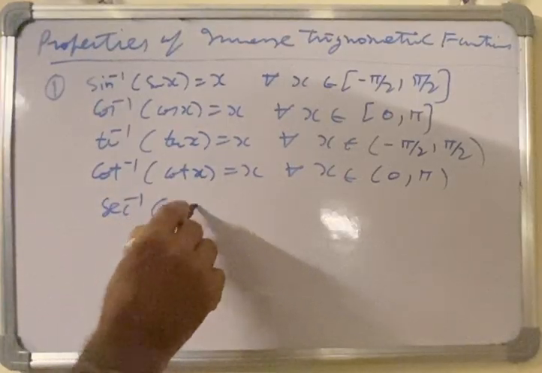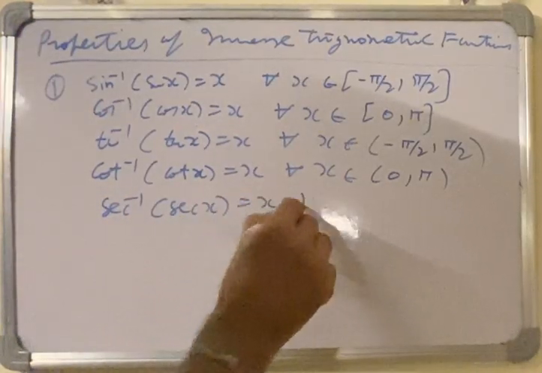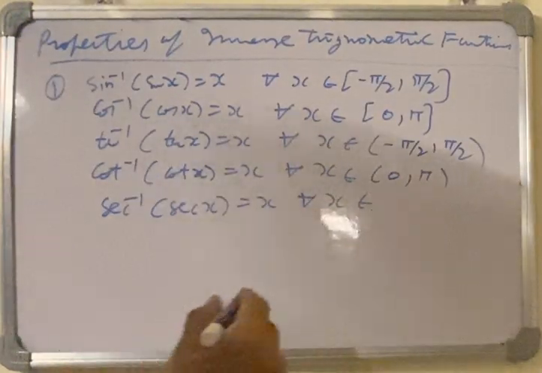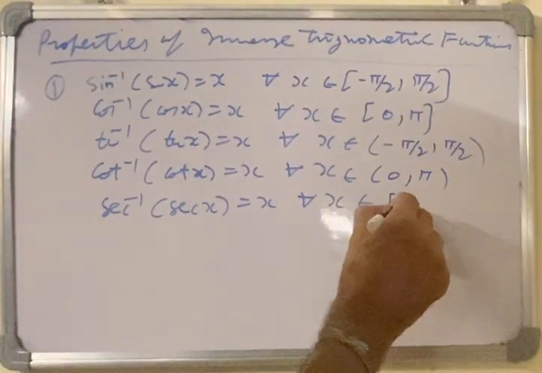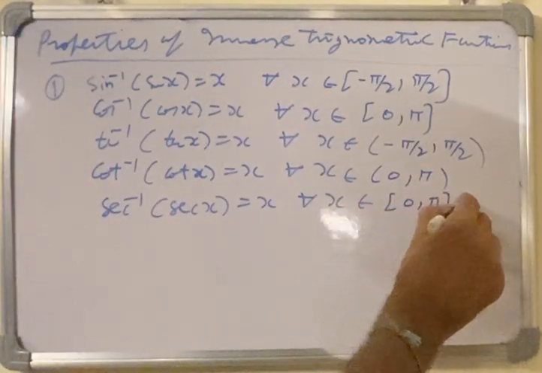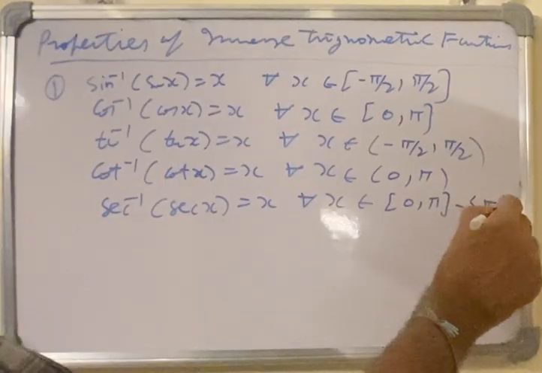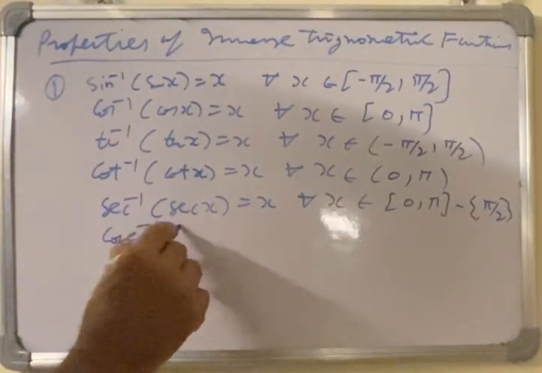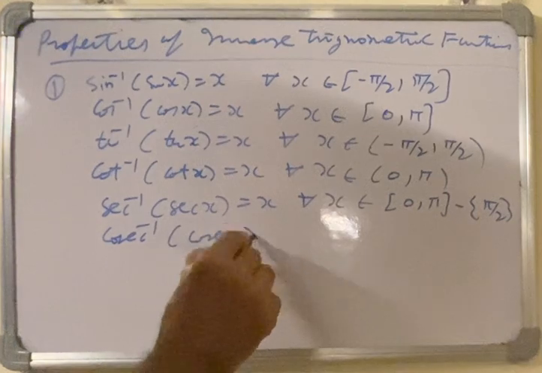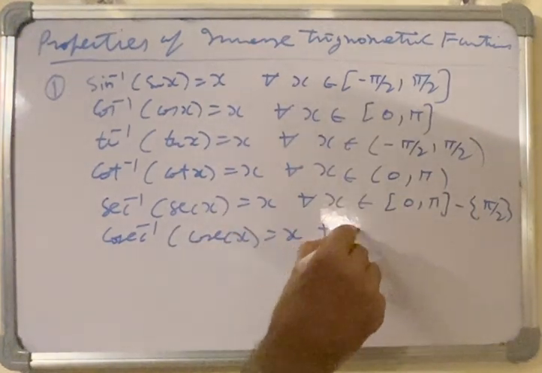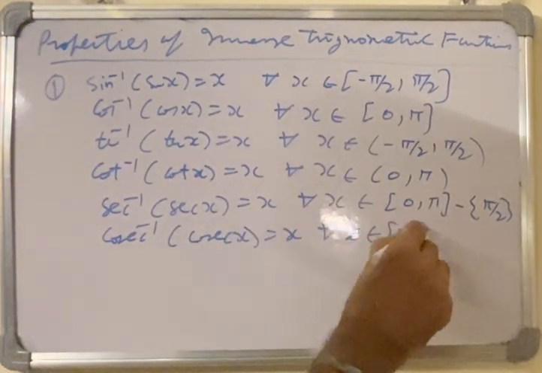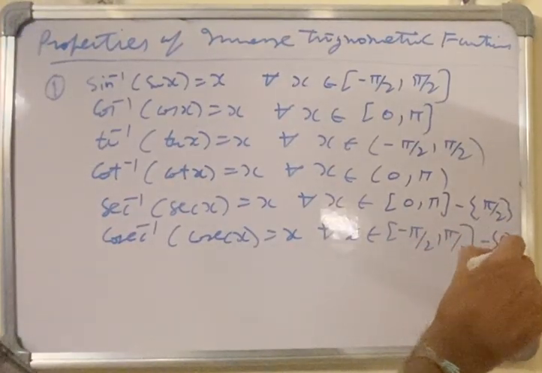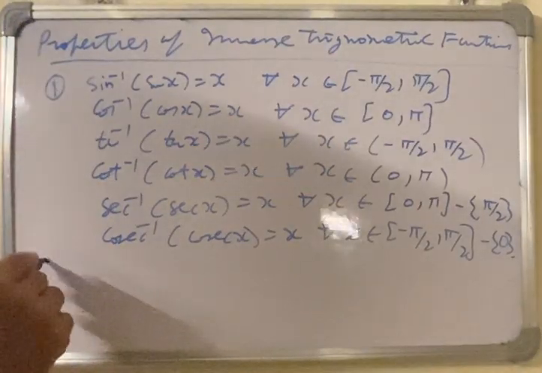Secant inverse secant x is x for all x belonging to the closed interval 0 to pi minus the set pi by 2. Cosecant inverse cosecant x is x for all x belonging to the closed interval minus pi by 2 to pi by 2 excluding 0.